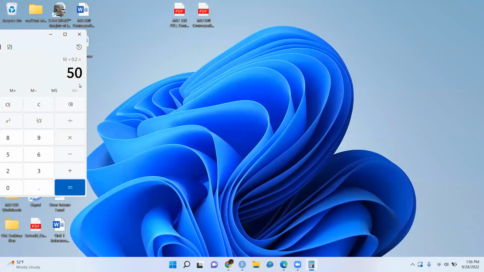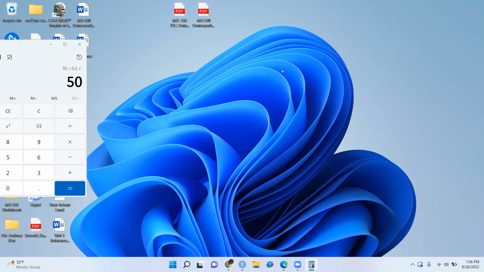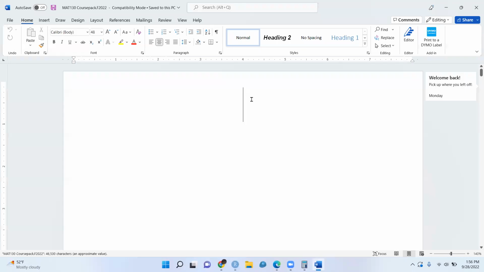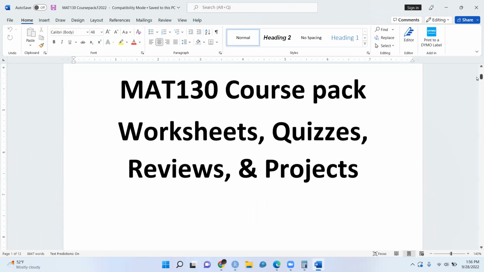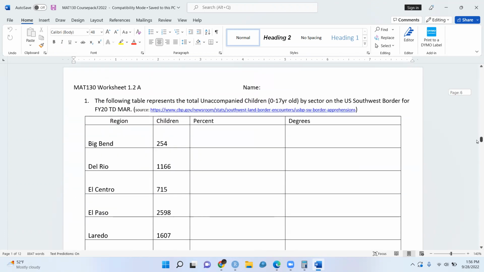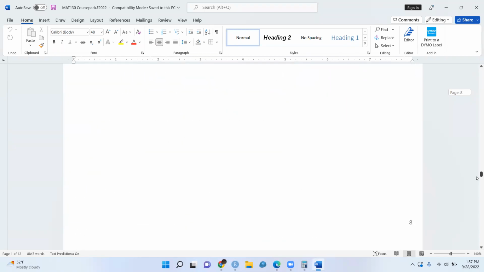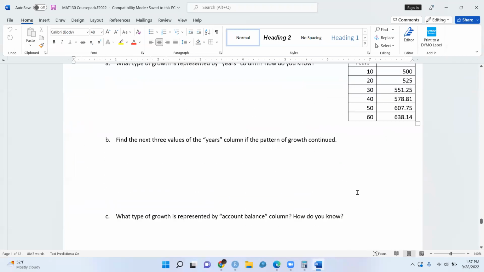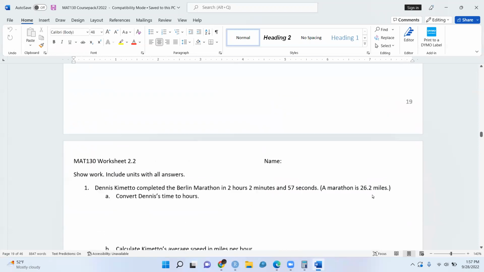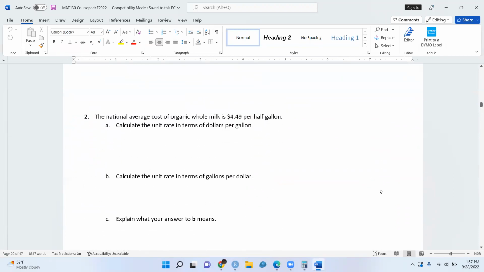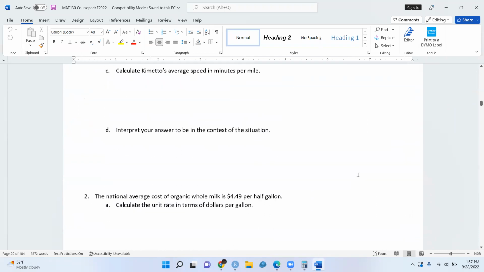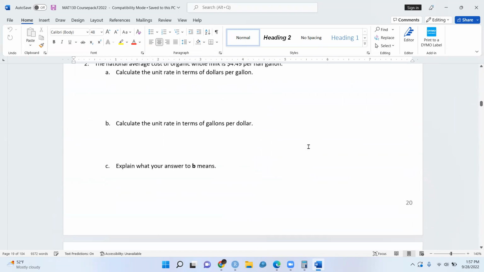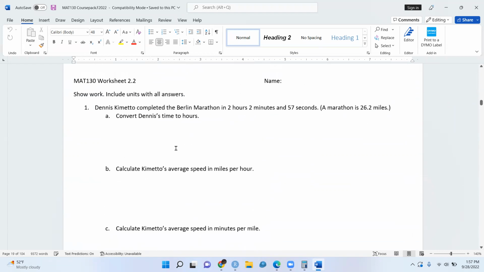What I want to have you all try is this problem, messing with rates. It's a tough one, so get ready. It's in your course pack, the second 2.3 worksheet. Oh, it says 2.2 on mine, but it's actually 2.3. So it's page 22. On page 22, try this thing.